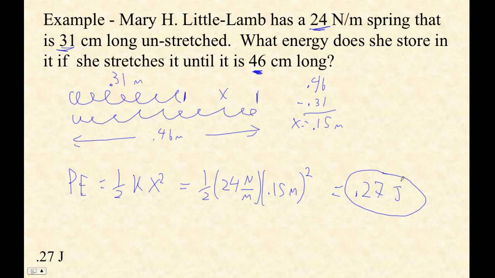Ta-da. Or 270 millijoules. That sounds a lot more, 270 thousandths of a joule. So there it is. And then, look at the units here. This will be newtons times meters squared over meters. Newton meter, well, we know a newton meter is a joule. So all is good in physics land.